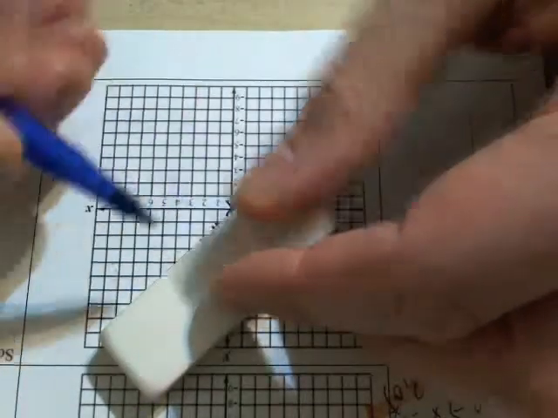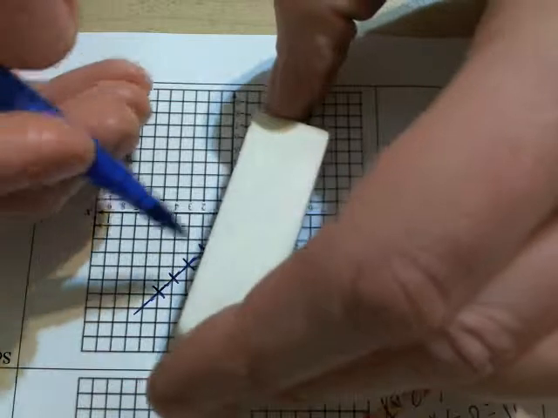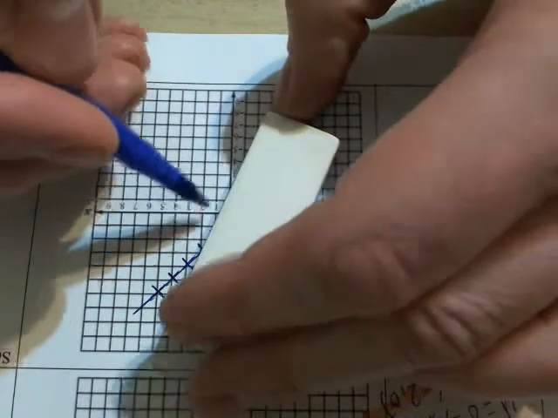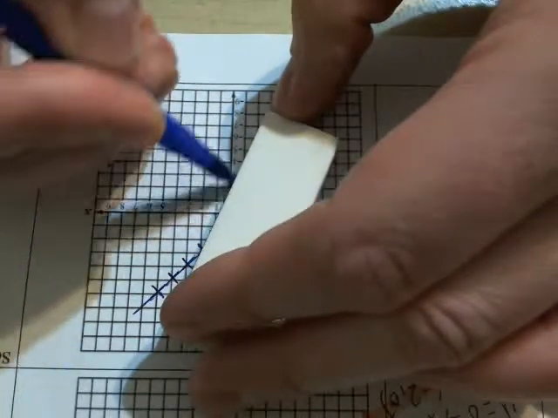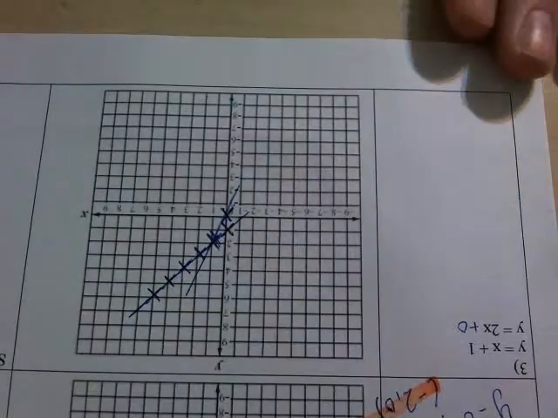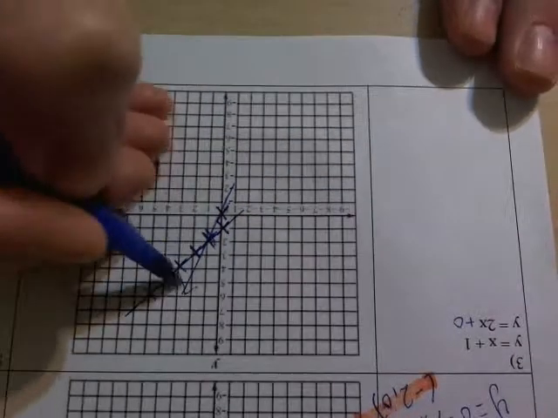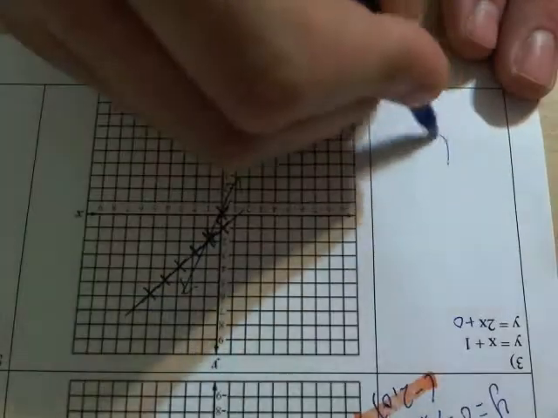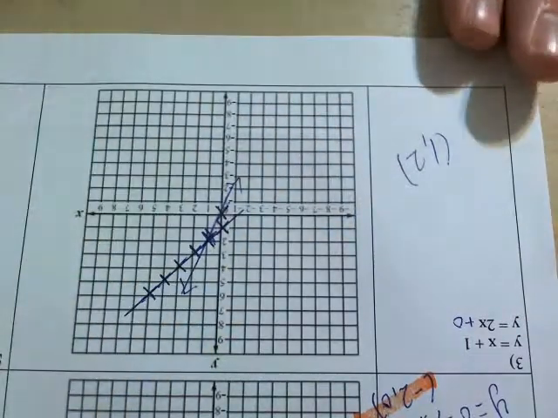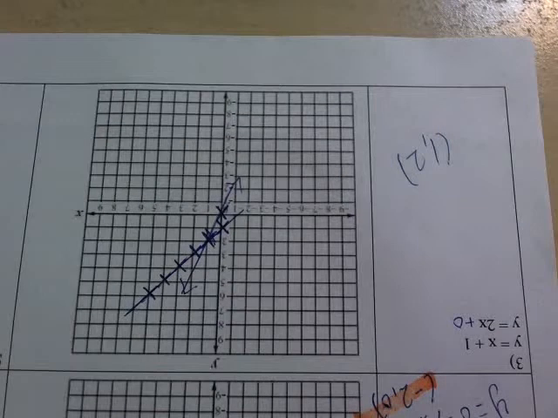I'm just drawing my lines in here. And these guys happen to cross each other at 1, 2, 1 on the x and 2 on the y. So my solution here is 1, 2. If I change x into 1 and y into 2, I can make the left side equal the right side in both equations at the same time.